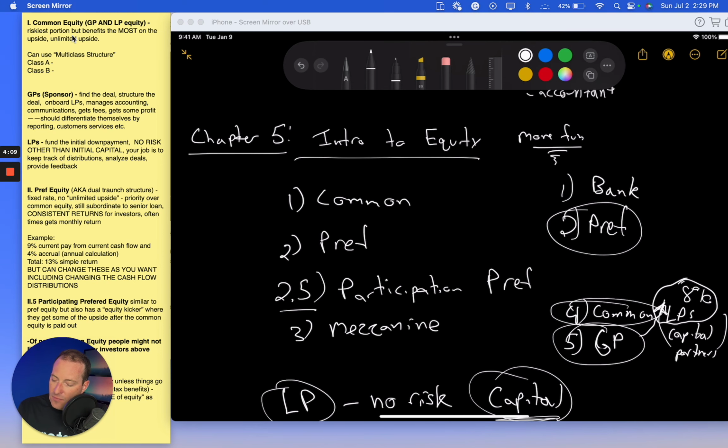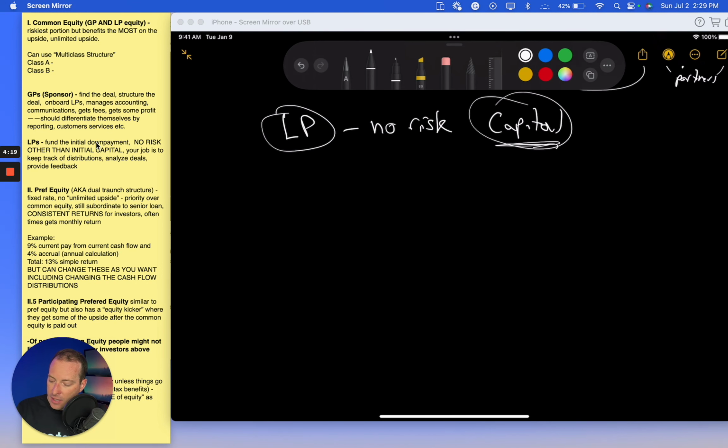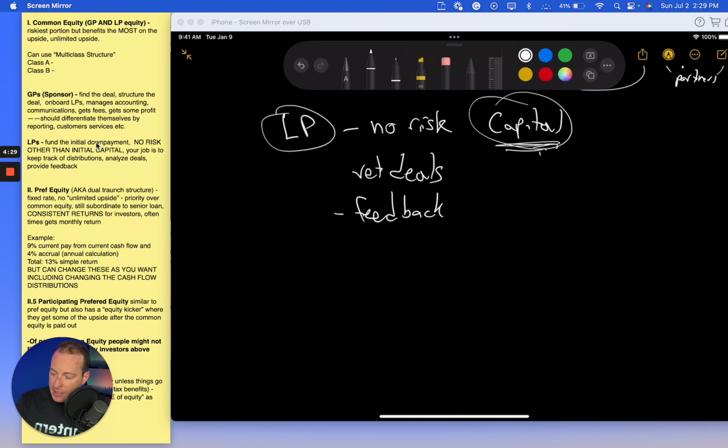So bank gets paid first, then preferred equity. You kind of get what the LP does, right? That's the investor, aka the capital partner. No risk other than their initial capital. What is their job? They got to vet deals, give feedback. They should be paying attention to their distributions and to what's going on with the deal.